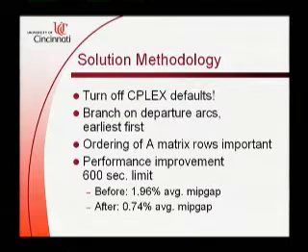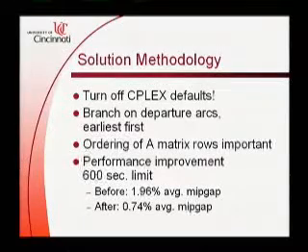Secondly, we want to branch on those departure arcs. We want to branch on those highlighted columns in the A matrix. We want to branch on those first. And finally, the ordering of the A matrix is very important. We want to structure and order the A matrix formulations so that CPLEX sees that nice structure as it's sent to it. That has an impact on the way CPLEX responds to the problem.